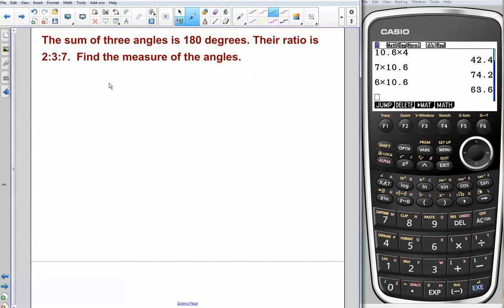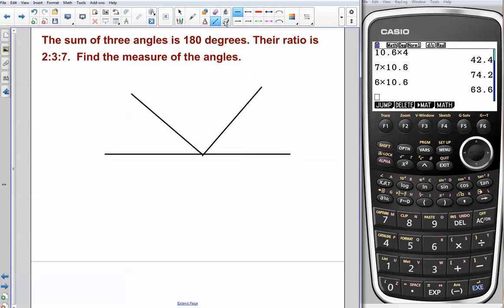Sum of three angles is 180 degrees. The ratio is 2 to 3 to 7. Let's take a look at this. So here we have three angles, 1, 2, 3. All right. So what we have is three angles equal to 180. This is the exact same problem. I didn't have to draw the picture. In fact, I'm going to get rid of the picture. It's going to go bye-bye.